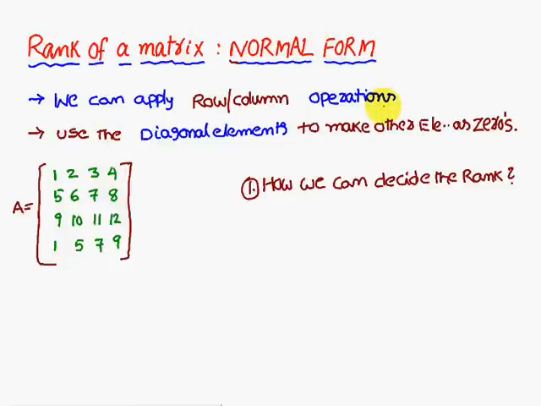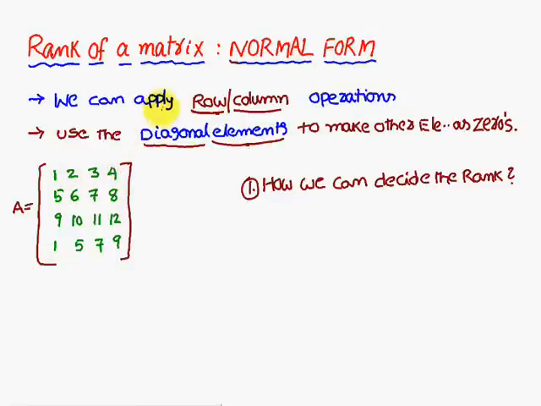So the difference between the echelon form and the normal form is that in the echelon form we can apply only row operations. Here you can apply both row and column operations in the normal form. Okay. And the next point you have to remember while doing the normal form is to always use the principal diagonal elements to make the other elements zeros. Okay, the second condition I will discuss with an example.